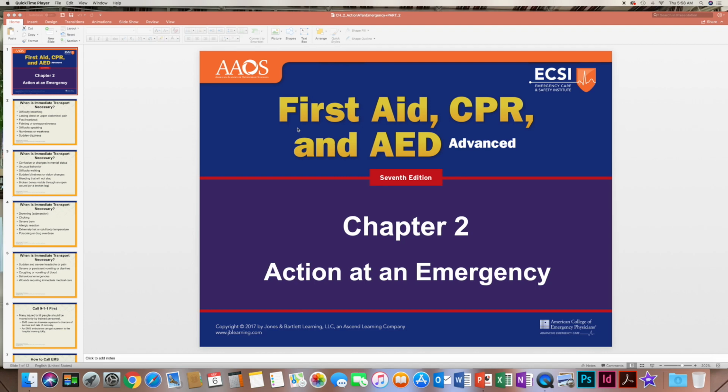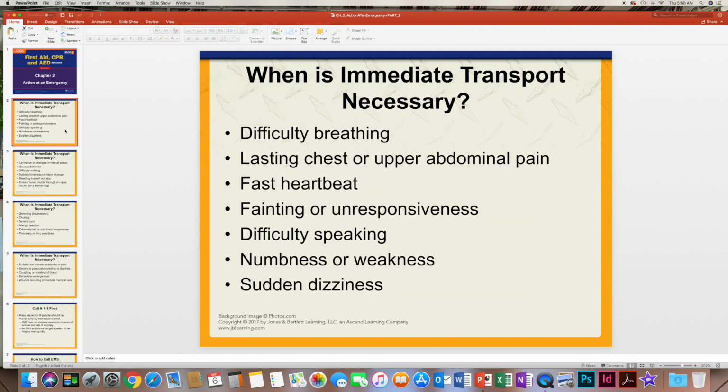So in part 2 of chapter 2, we're going to still talk about what to do in case of an emergency. After you have assessed the situation, you have to determine whether or not you need to transport the patient immediately. So there's certain things to look for.